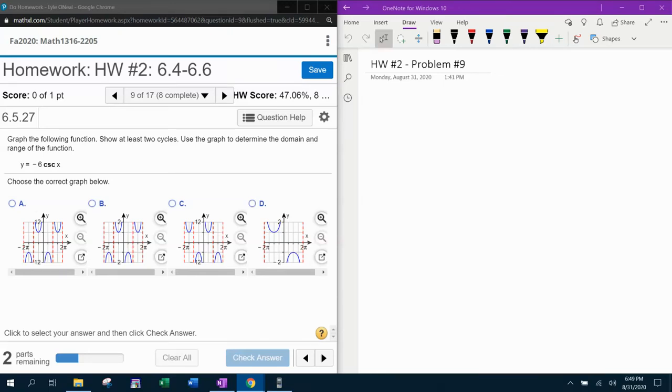Question number 9 from our 1316 homework number 2 in MyLab Math. Graph the following function. Show at least 2 cycles. Use the graph to determine the domain and range of the function. So here we have a cosecant function, and I'm going to start by recopying the equation over here on the side.